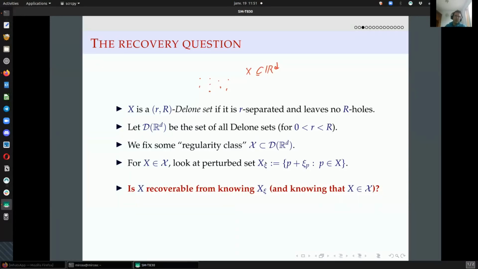And then the question I'm going to ask is: is there a principle that allows us to recover X from the knowledge of its perturbation? Well, under the hypothesis that my set X is in my nice class, yeah, because if my class is so large that X_psi is also in the class, then of course you will not be able to recover X. You have to make some restriction on the class of X that you talk about. So we have this kind of problem in general that we are talking about.